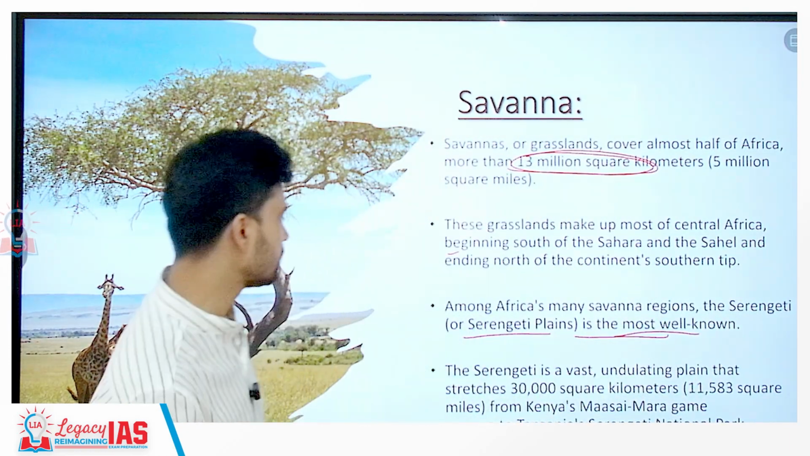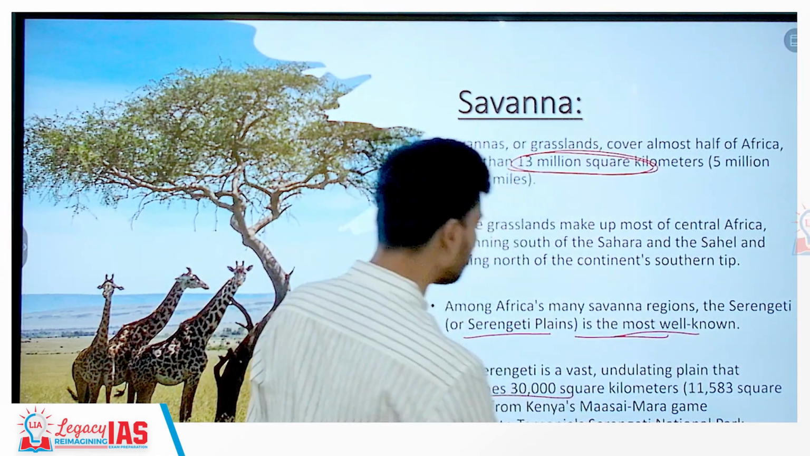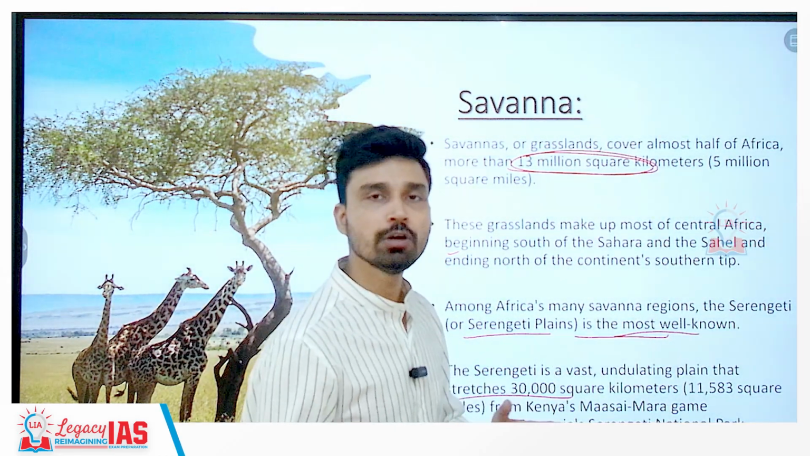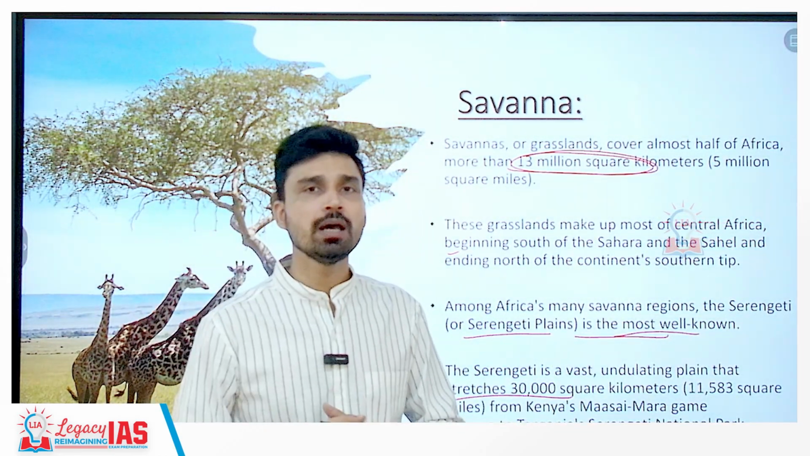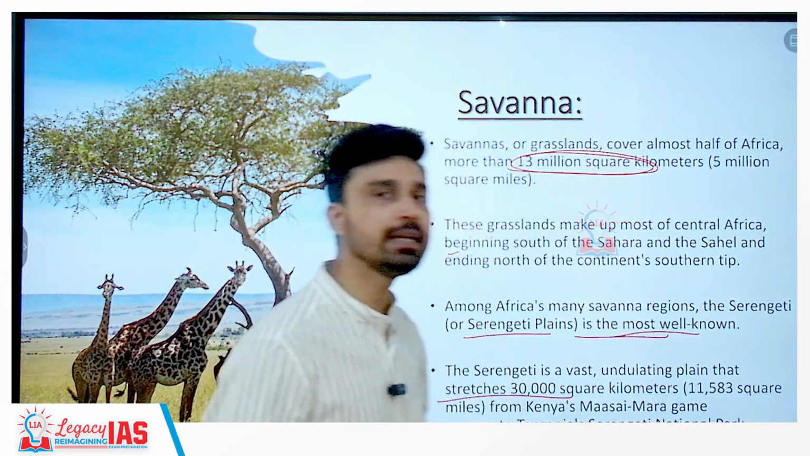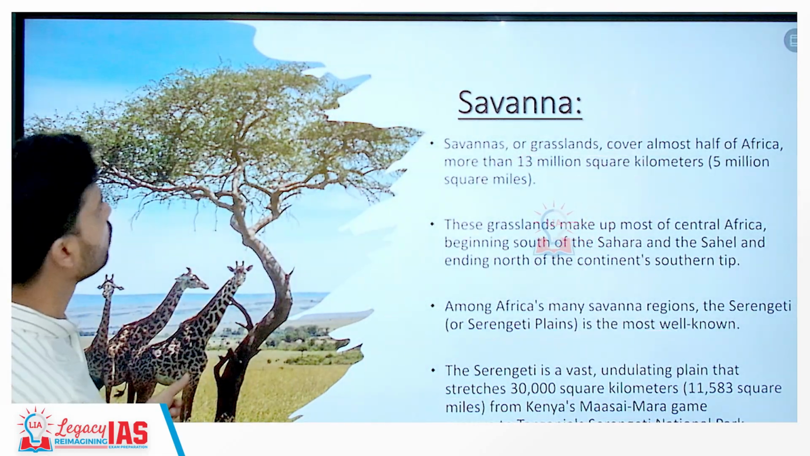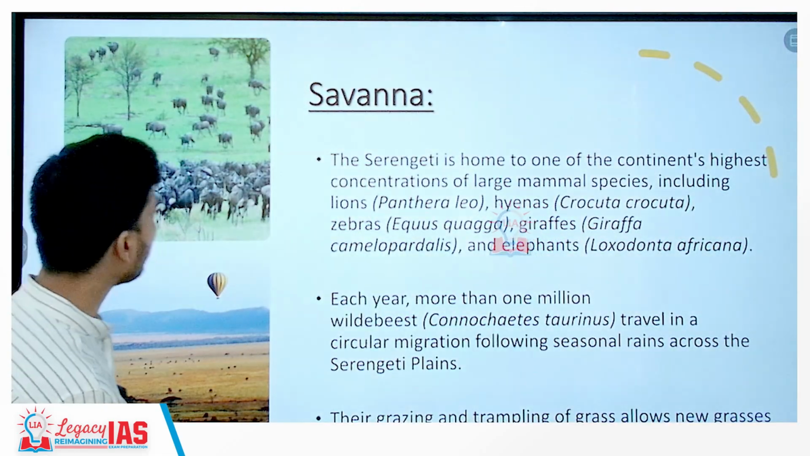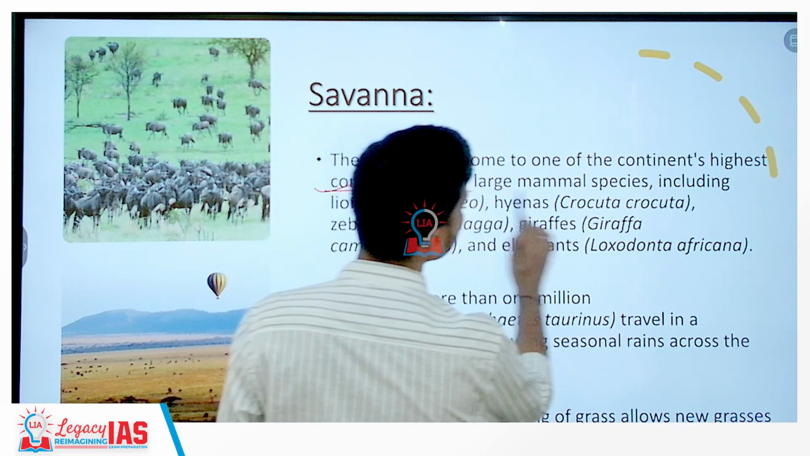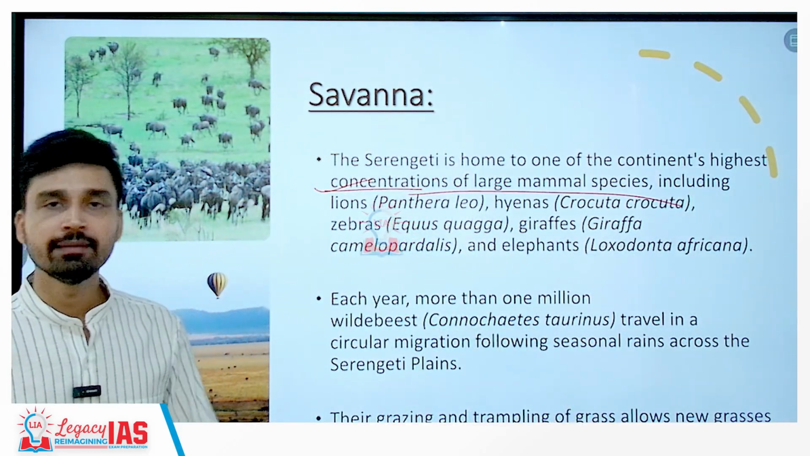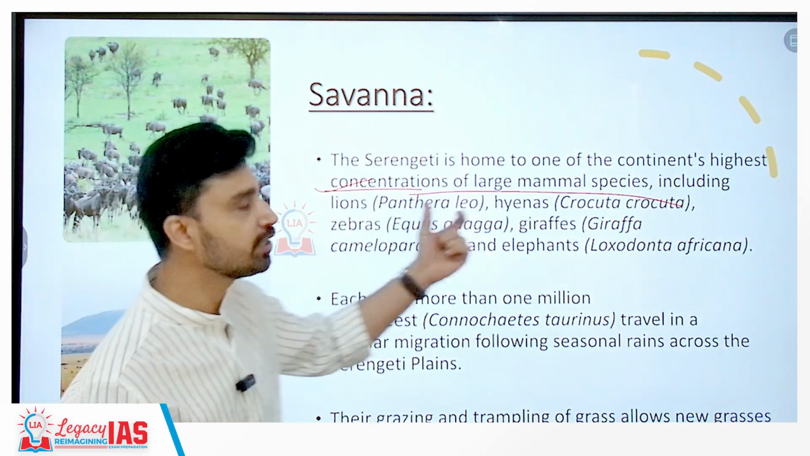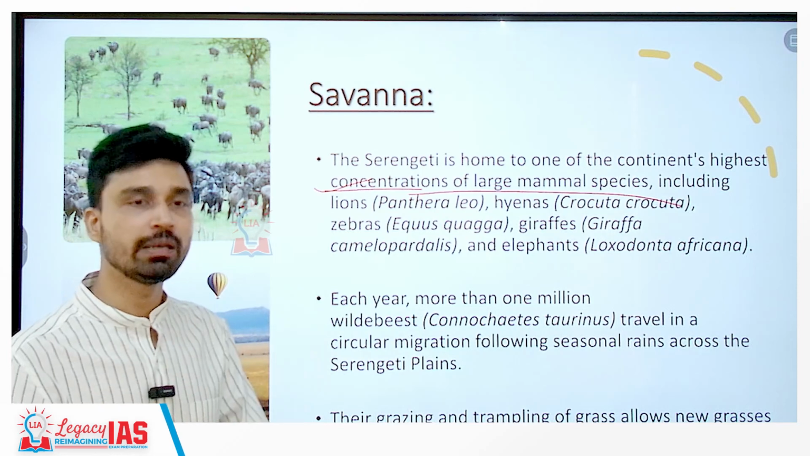So Serengeti is a vast undulating plain stretching almost 30,000 square kilometers from Kenya's Masai Mara Park, as you might have heard about, which is the most famous park if you want to do a wildlife safari in Africa, to Tanzania's Serengeti National Park, that is the extent of the savanna grassland. Now, as we were discussing the wildlife of this grassland, it has the highest concentration of large animal species, and the animals you can easily find here are lions, hyenas, wild elephants, zebras, and giraffes. These are the large animals that you will find here.